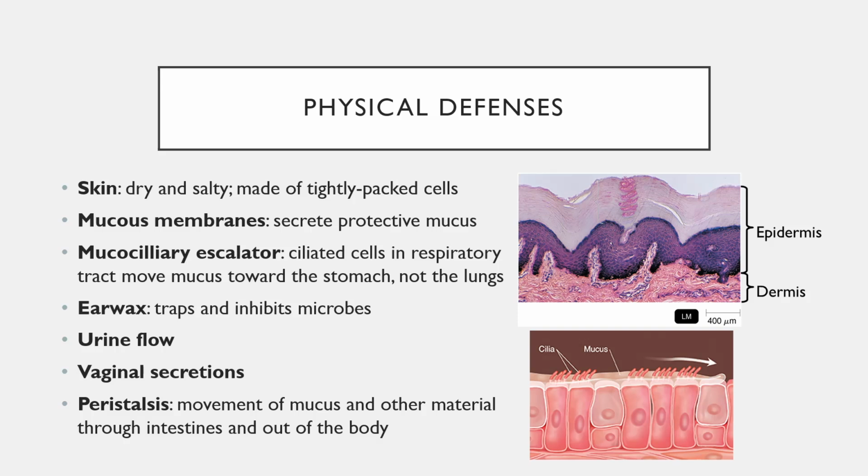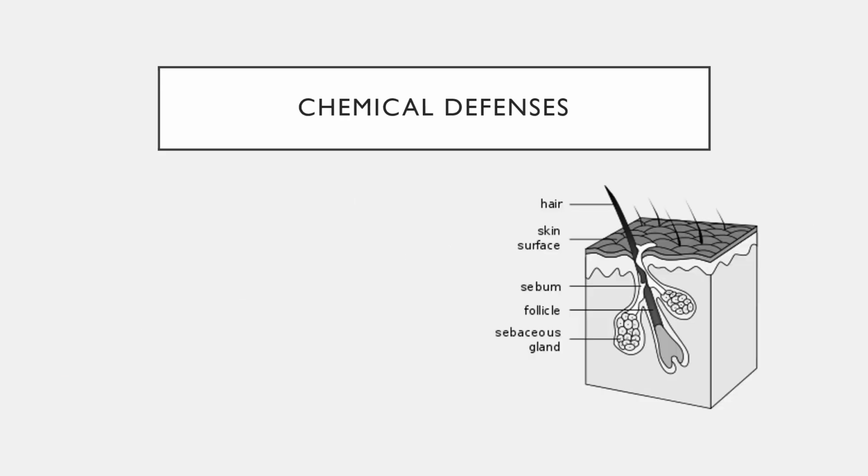So next we have the chemical defenses. Chemical defenses includes oils that are produced by sebaceous glands on the skin. So not only is your skin dry and salty, it is also oily. And furthermore, that oil is slightly acidic, and this low pH further inhibits microbes from colonizing the surface of the skin.